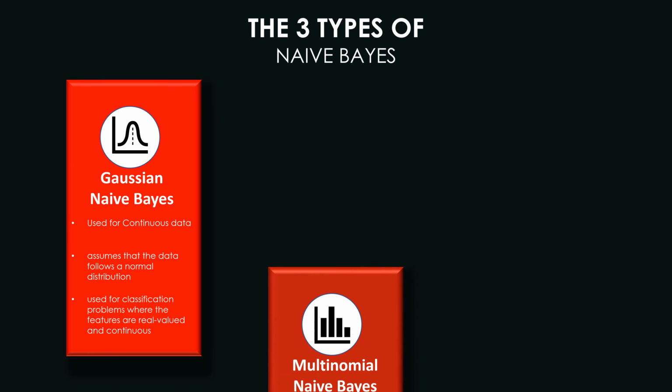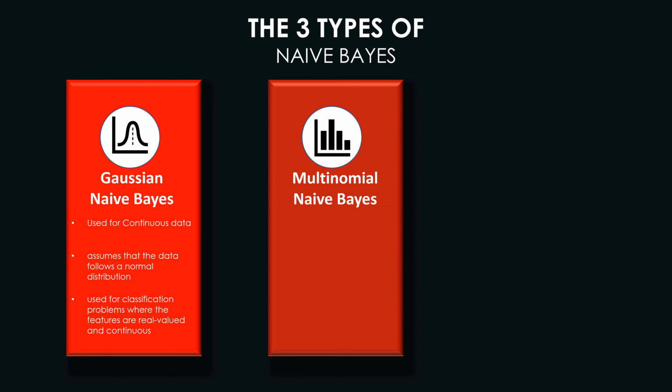The second type is multinomial naive Bayes, which is used for discrete count data, such as word frequencies and text classification. It assumes that the data follows a multinomial distribution and is often used for natural language processing tasks, such as spam filtering and sentiment analysis.